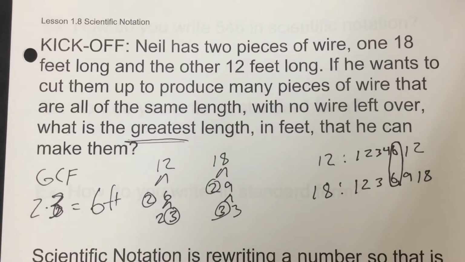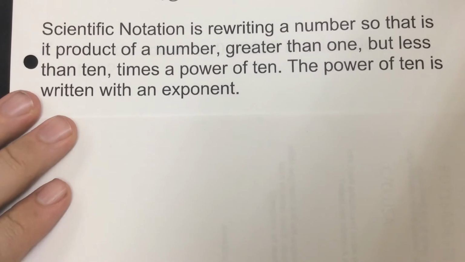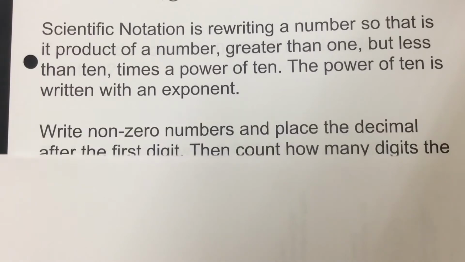So, getting into scientific notation. A lot of times you'll see this in your science classes, hence the scientific notation. We're going to write it where it's a number that is greater than 1 but less than 10, so a single digit decimal, times 10 raised to a power. So that power of 10 is the exponent there.